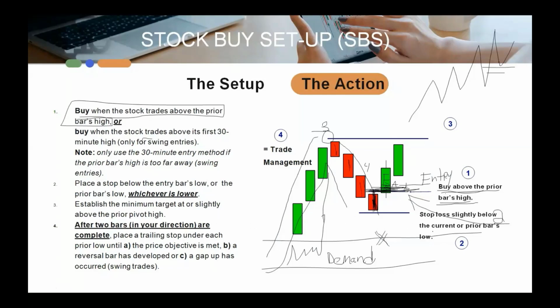Stop loss is placed where? Right below that entry bar's low, either here or below what could potentially be what's called a pivot. So I would put my stop below the prior bar's low. Stop loss is slightly below the current bar's low or the prior bar's low. All right, so let me clean this up.